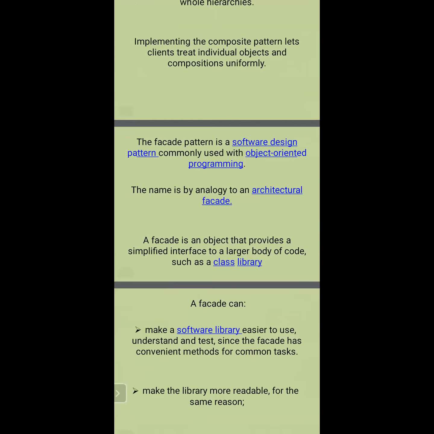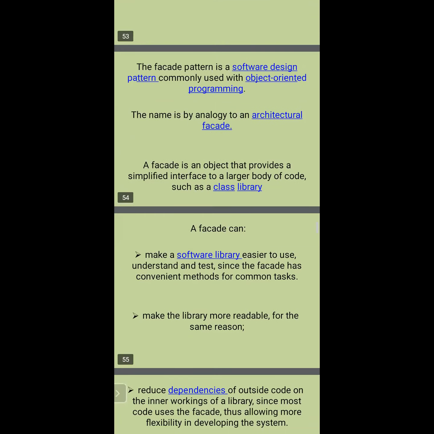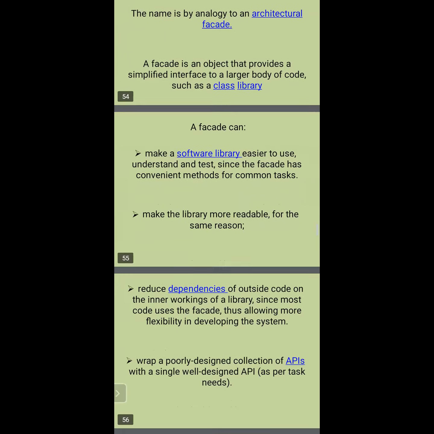The facade pattern is a software design pattern commonly used with object-oriented programming. The name is by analogy to an architectural facade. A facade is an object that provides a simplified interface to a larger body of code, such as a class library. So when we use the facade, it provides simplified interfaces, which are used through the class library. It makes a software library easier to use, understand and test, since the facade has convenient methods for common tasks. That means it allows testing and provides easier understanding. It also makes the library more readable for the same reason.